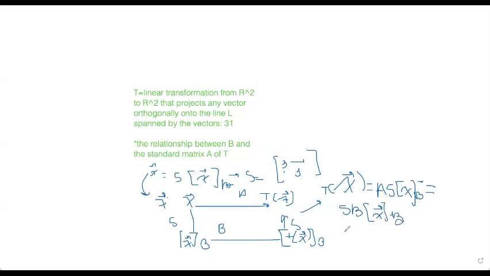Right? So that's how we get these very important relations. AS equals SB. B equals S inverse times AS. And A equals S B S inverse.